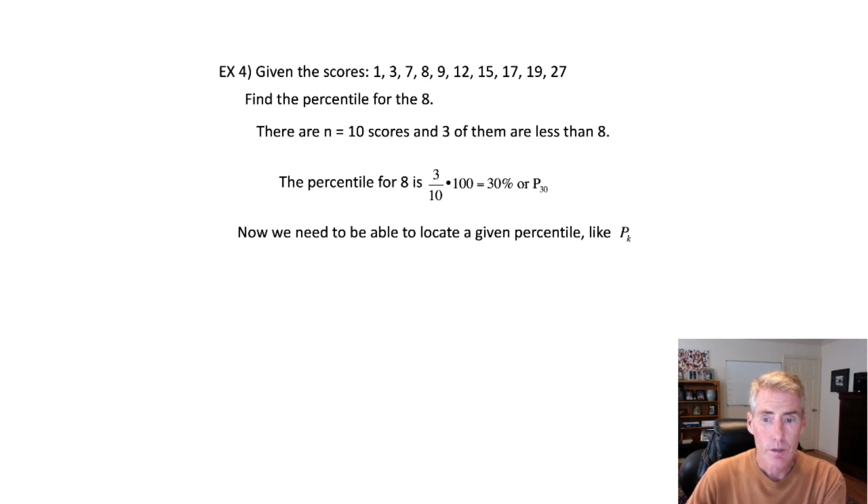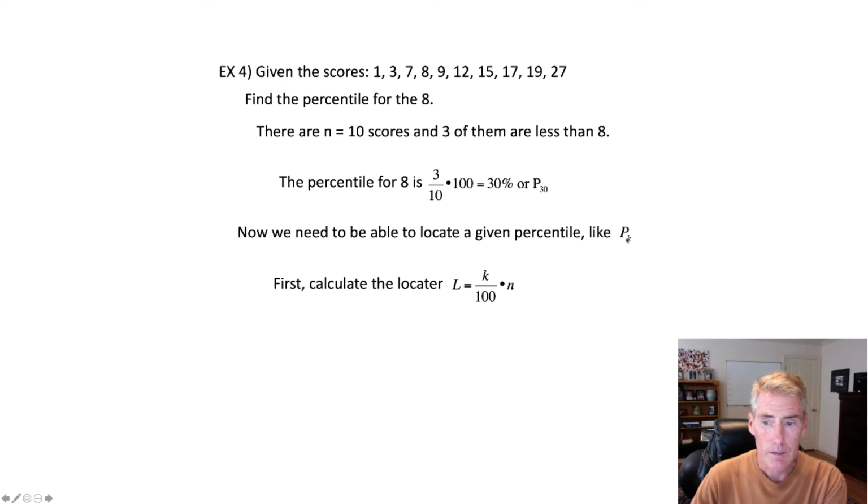Now we need to go the other way around. What if you were given the P30 or in general PK, then how do you find the particular score? So in this one, if it said, let's say, go 80% of the way through the data, then how do you do that? So you first find what's called the locator. So it's going to locate the number that we're looking for in the list.